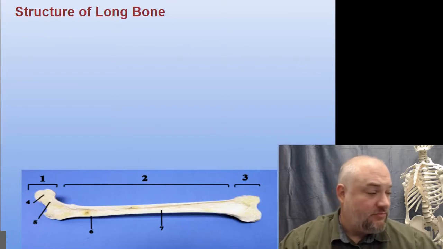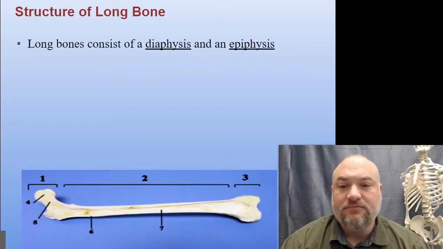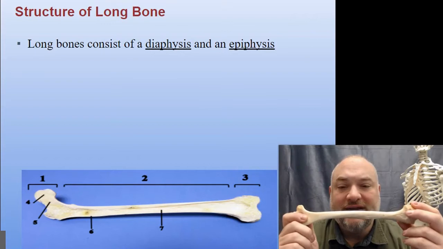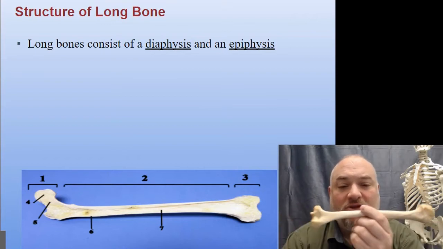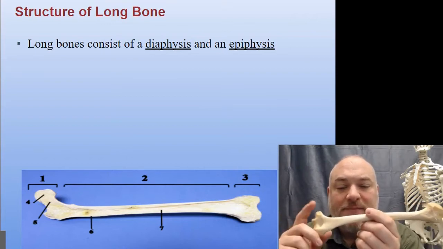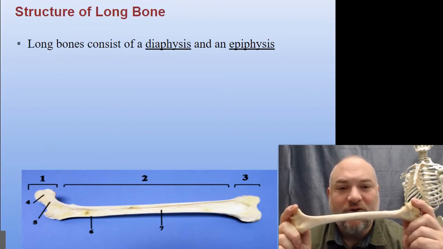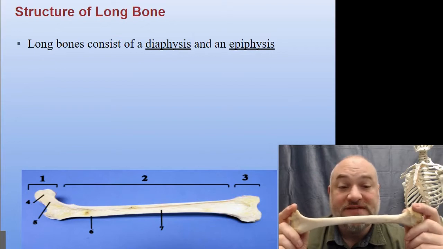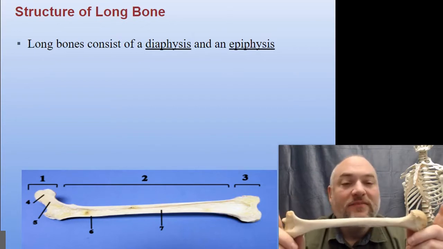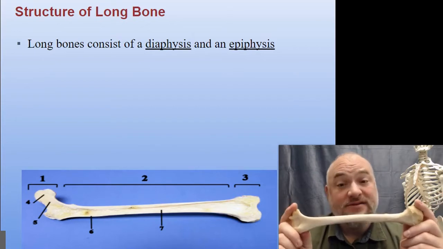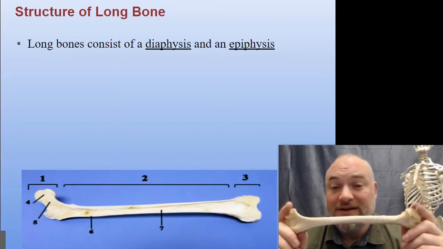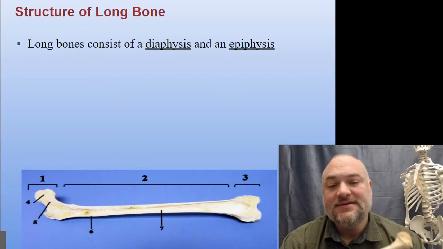The structure of the long bone. So long bones consist of the diaphysis, which is the long part in the middle, and the epiphyses, which are the two ends. So epiphysis, that's one epiphysis, together they're epiphyses. They start with the letter E, and they are the ends of the bones. That's how I remember it. Epiphyses, E means end, diaphysis is the middle.